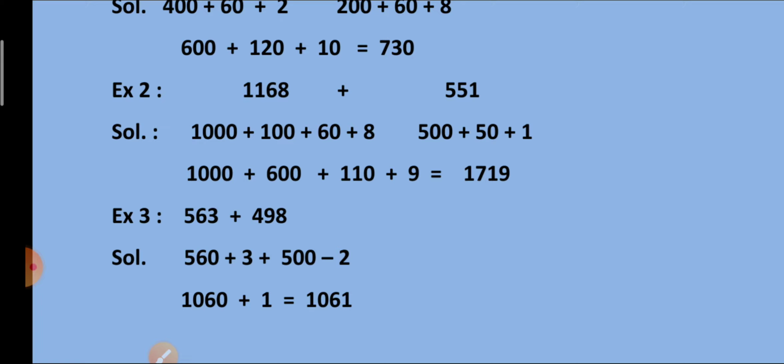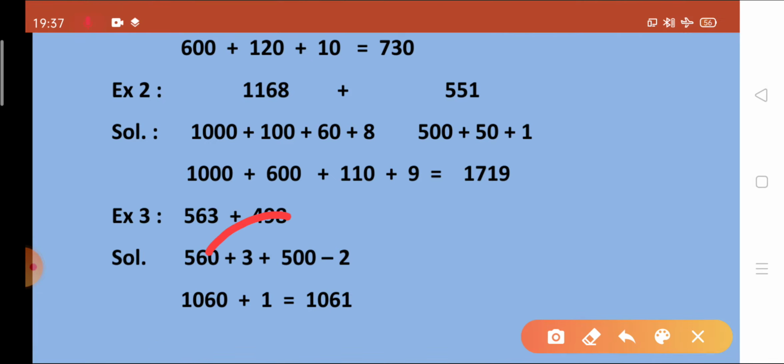So let's add it. 560 plus 500 is 1060, and 3 minus 2, sorry, 3 minus 2 is 1. So if you add it, this becomes 1061. So this is how you can also do addition by breaking into plus and minus form and doing the addition part.